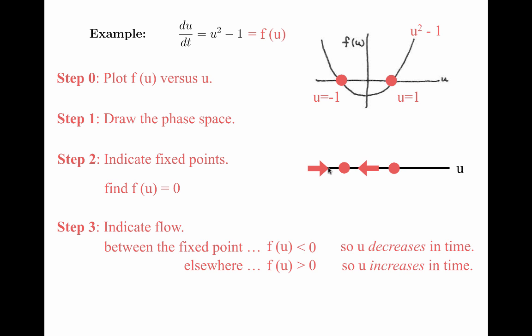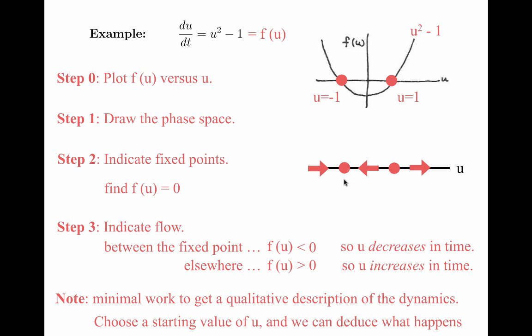What about over here, to the right of all of our fixed points? Well, again, we see in this interval, f is positive. If f is positive, then du dt is positive. And if du dt is positive, then u must increase in time. And again, we can indicate that graphically in our figure by drawing an arrow. So we indicate the flow.